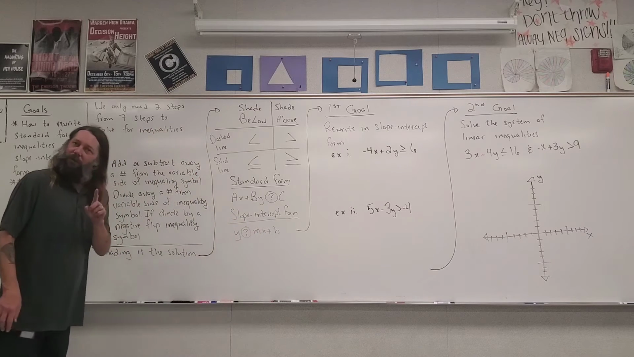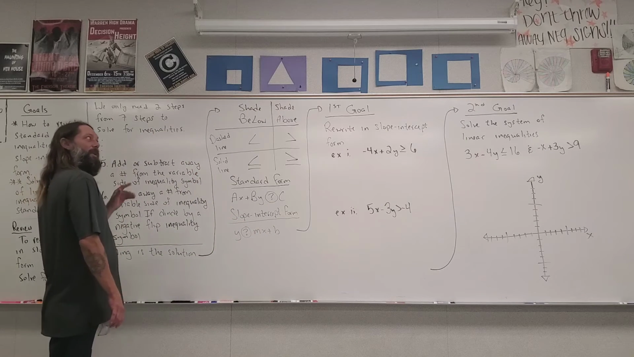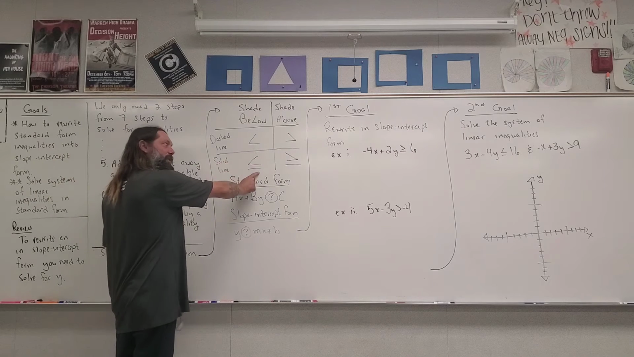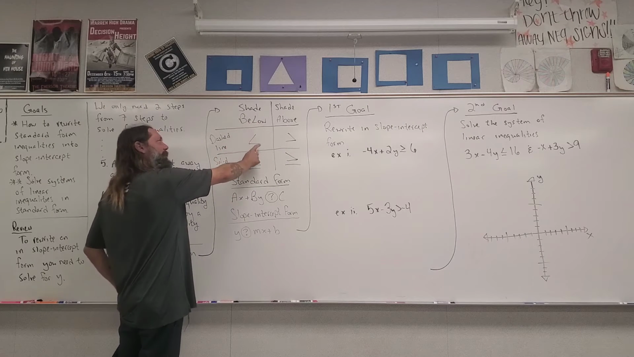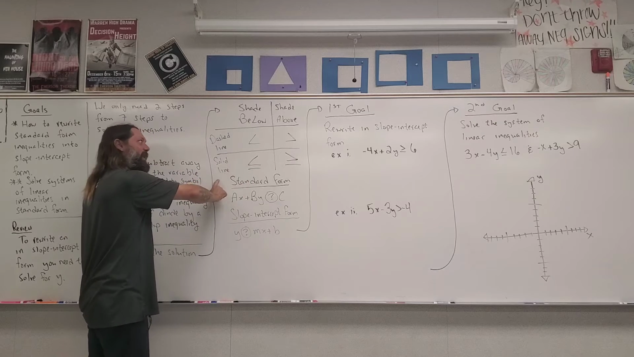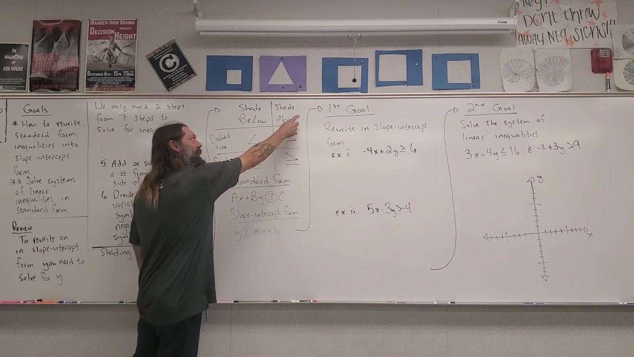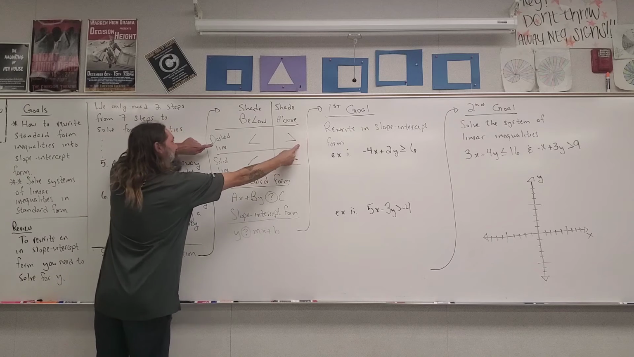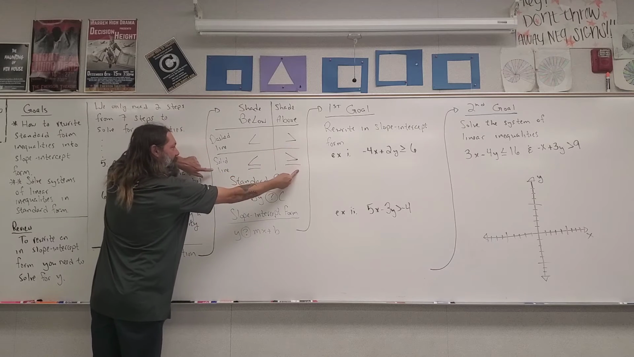I also wanted to review with you the inequality symbols. This symbol and this symbol means that we shade below. If I have this symbol, it's a dashed line. If I have this symbol, it's a solid line. This symbol and this symbol mean that I shade above. Again, if I have that symbol, I have a dashed line, and if I have that symbol, I have a solid line.